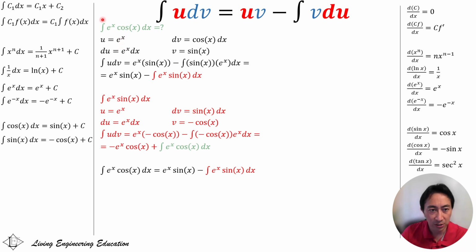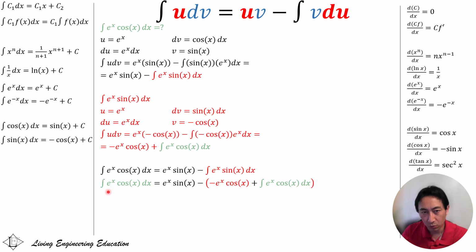So what we're saying is this original e^x cosine x dx, this one right here, is equal to the first part, e^x sine x minus the integral of e^x sine x dx. This right here is equal to this component right here, right? That's what we saw in this step. So I can plug that in. So e^x sine x minus, now we're plugging in this right here, negative e^x cosine x plus the integral of e^x cosine x dx, right? This is the original function we're trying to solve for. It shows up right here as well in an additive manner.